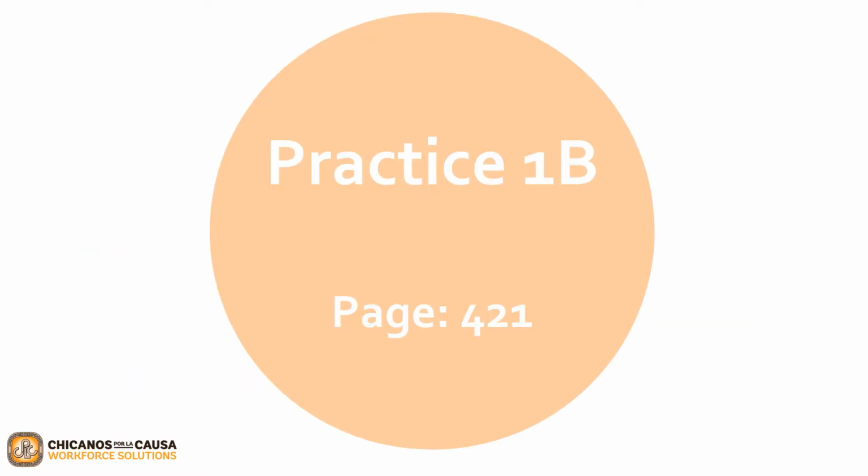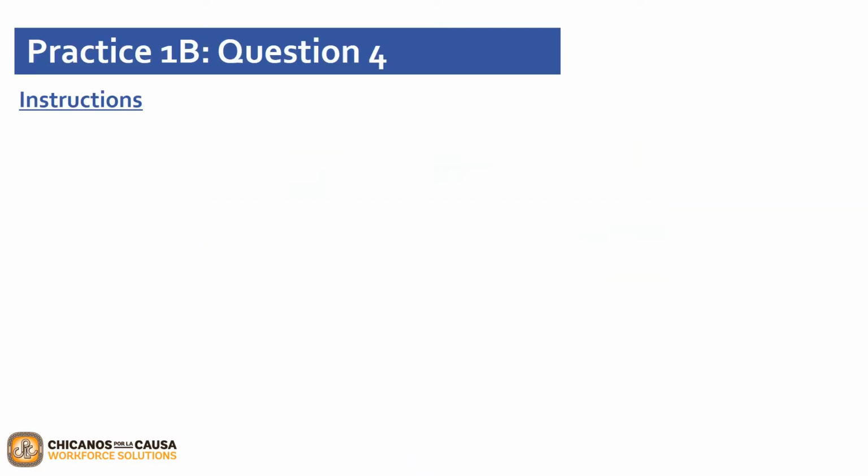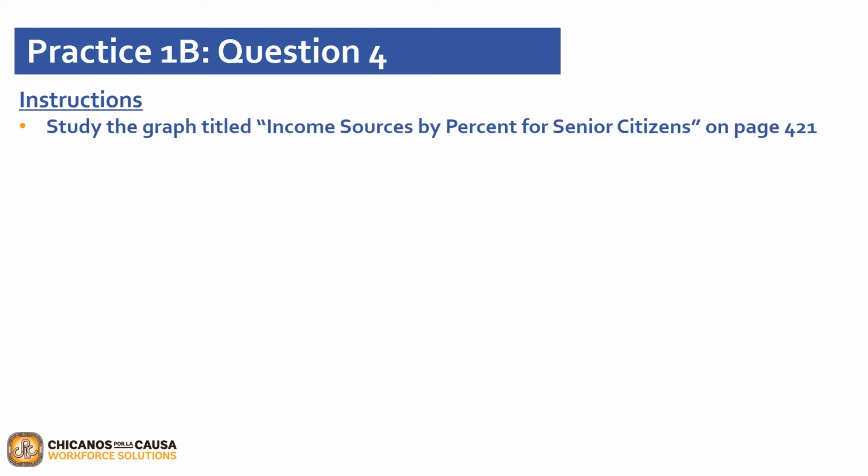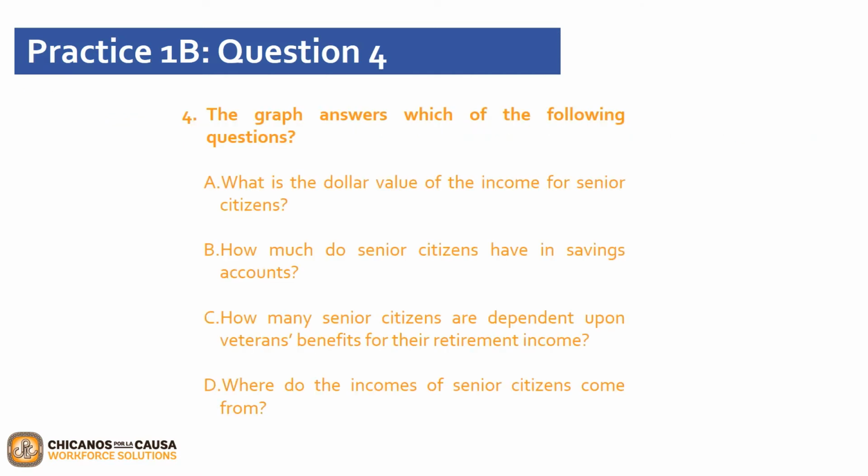Now let's test our knowledge with finding the central idea in graphs with practice 1B found on page 421. At this time, pause the video and study practice 1B, the graph titled Income Sources by Percent for Senior Citizens, found on page 421. When you're ready to restart, click play. Now that you have reviewed the graph, let's answer the following question.